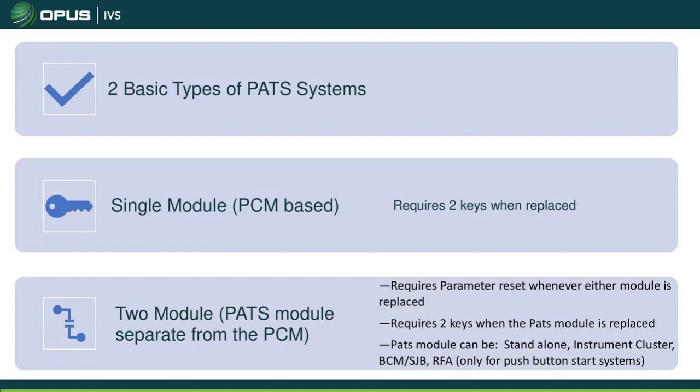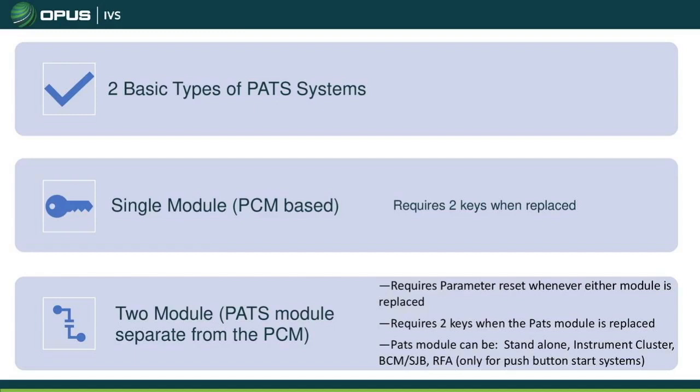Then we look at our 2 module systems, where we have a PATS module, which could be the instrument cluster, a standalone PATS module, a junction box, or FA for those intelligent access push button keys. Those modules require a handshake to be introduced to the PCM when they first get installed. We call it a parameter reset. Those systems require 2 keys when the PATS module is replaced, but a parameter reset is required with the PATS module or the PCM. So the most important part is, unless the module holding the keys is being replaced, we can get away with a single key. If the module that holds the keys is what we're replacing, we need 2.